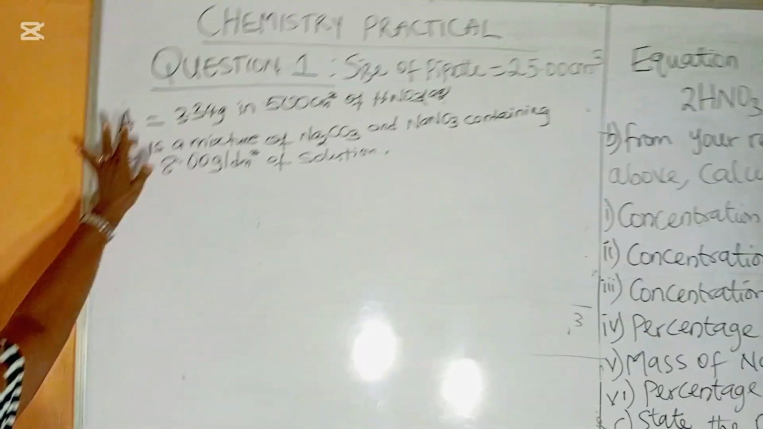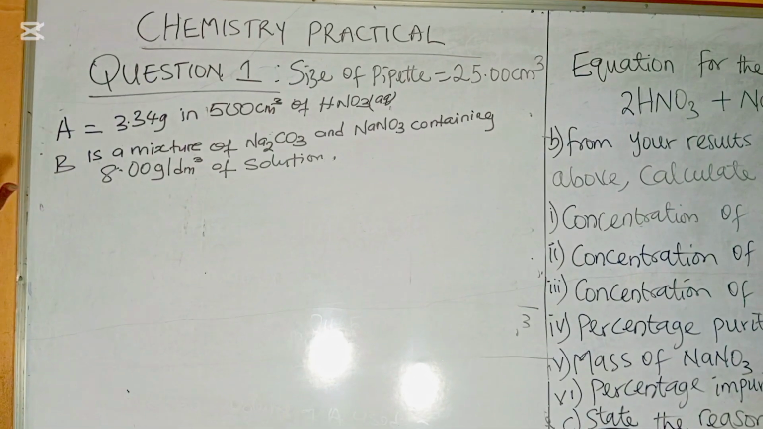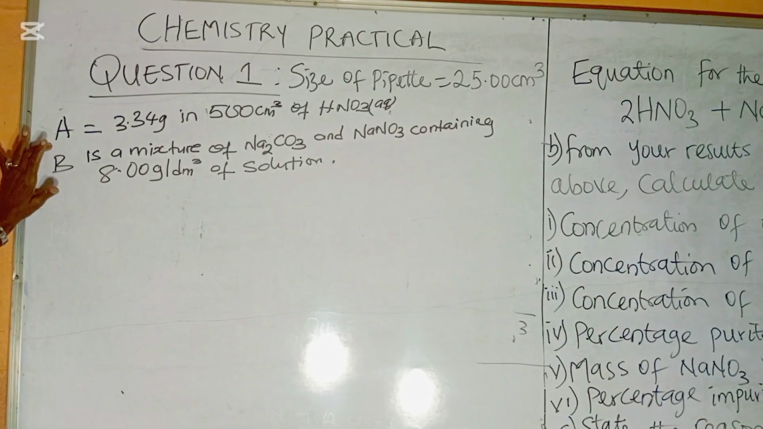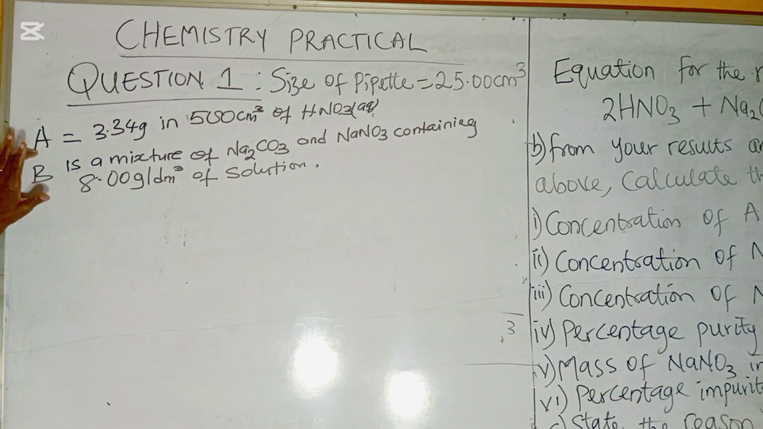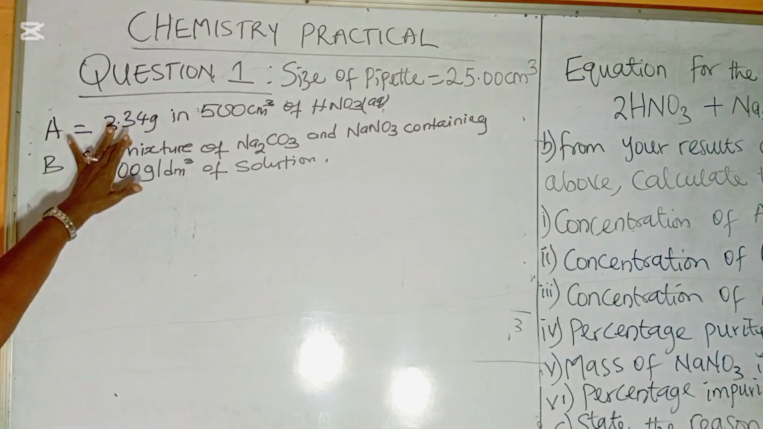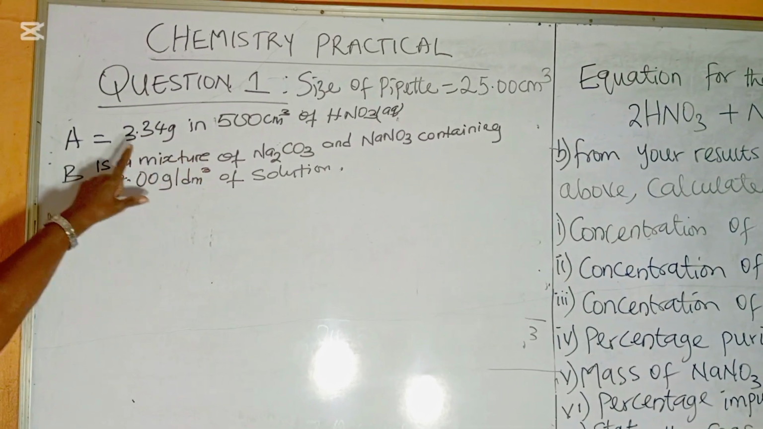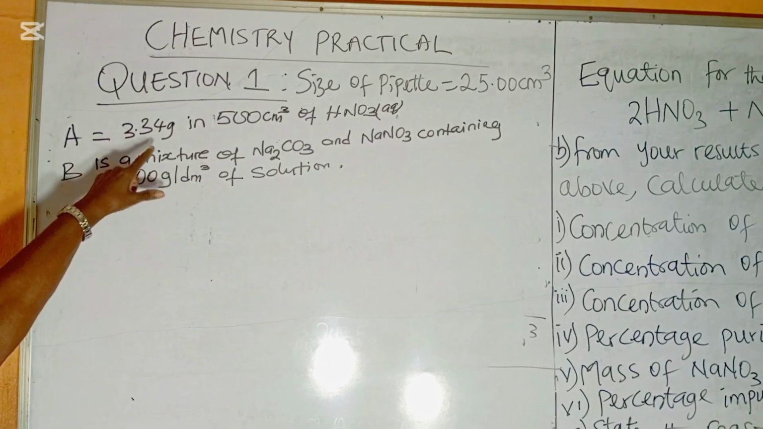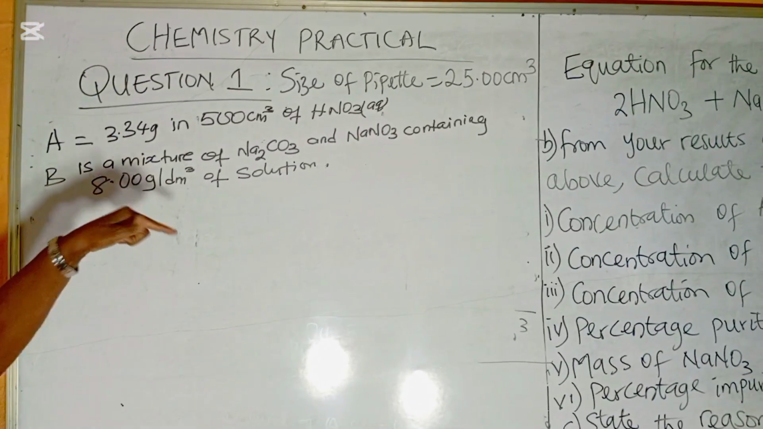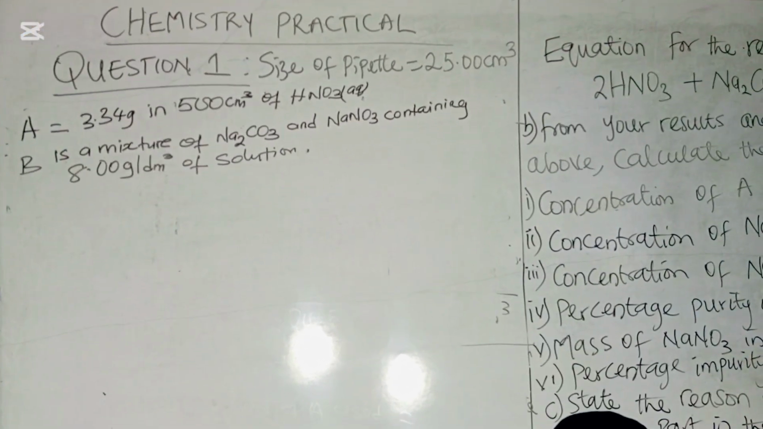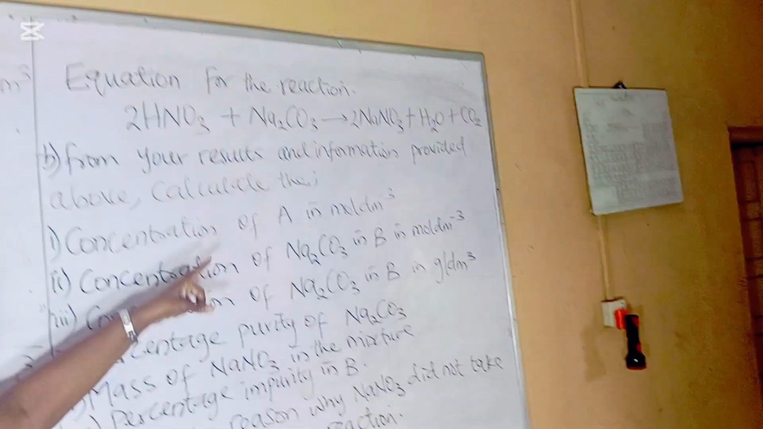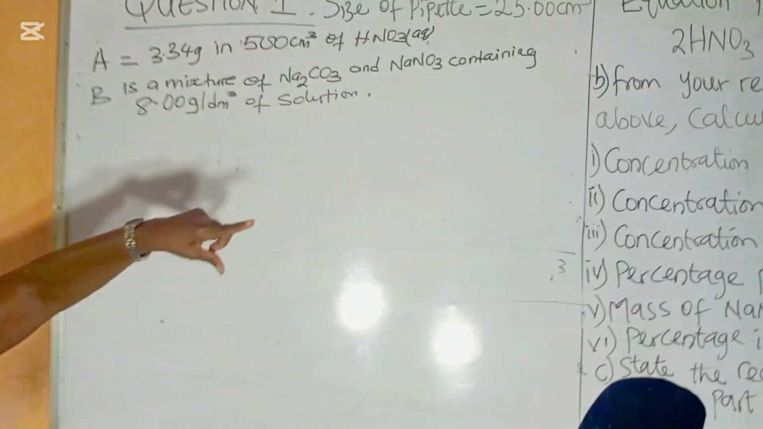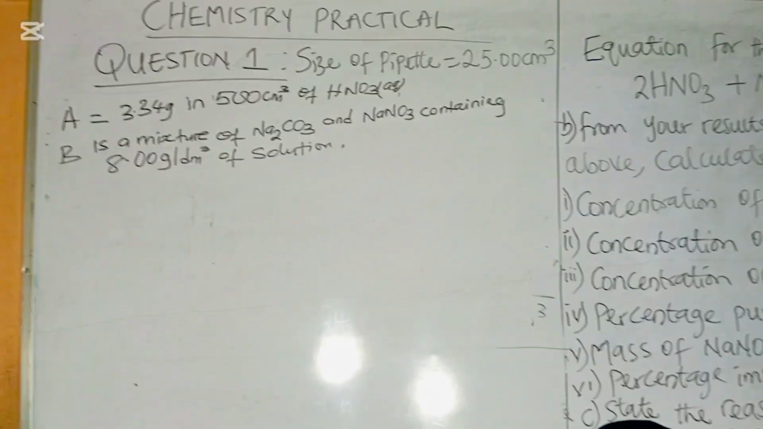Thank you. Information provided. First of all, ask yourself, what did they say about A? A was given to you not in mole per dm cube, but in grams. And even in grams, it is not up to 1 dm cube. That means you need to convert it to 1 dm cube before you can now change it to mole per what? Dm cube. So number 1 says, calculate the concentration of A in moles per dm cube. I will not just convert this straight to mole. Let me make it up before I do the final conversion.